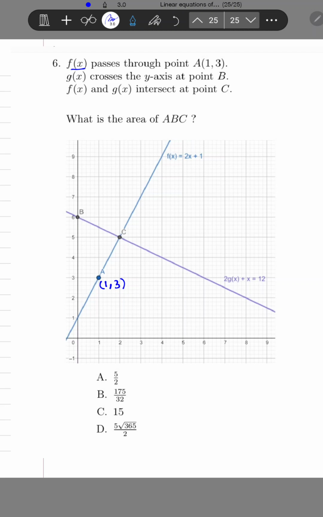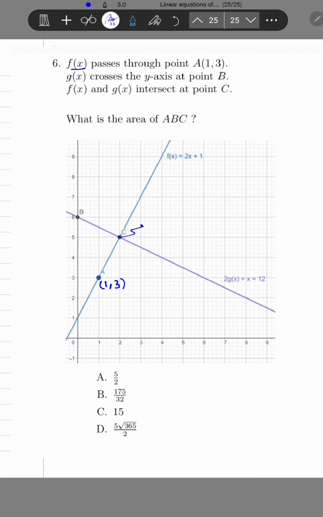Again, g of x crosses the y-axis at point B. We know it is just as x is 0 and y is 6 from the graph itself here, but we will verify mathematically this part. The other one, f of x and g of x intersect at point C. C is the intersection point here.